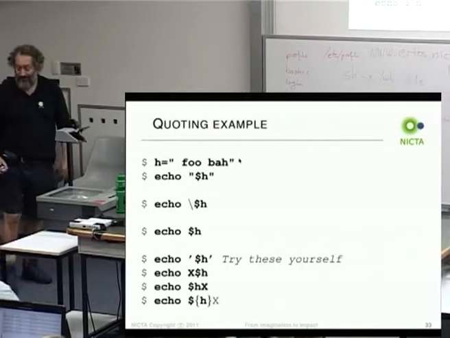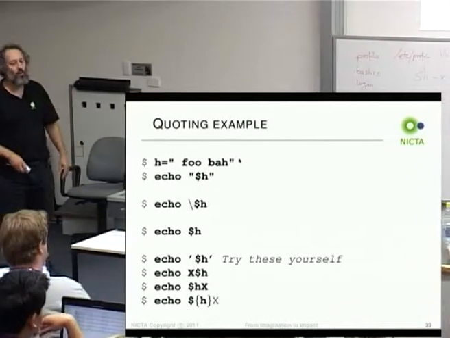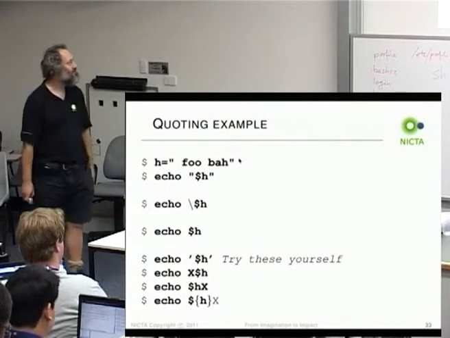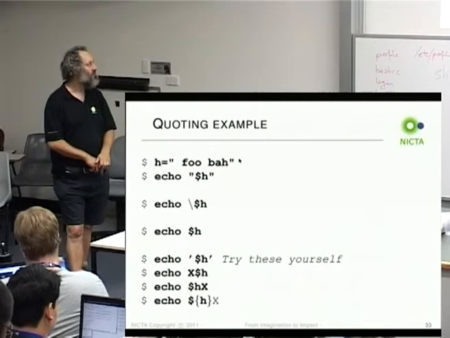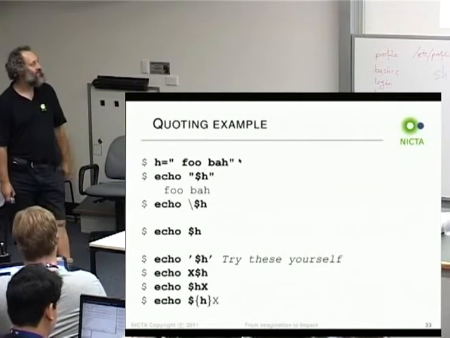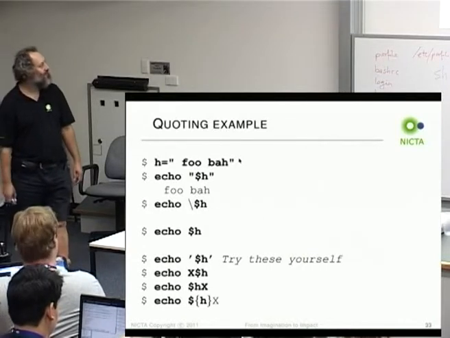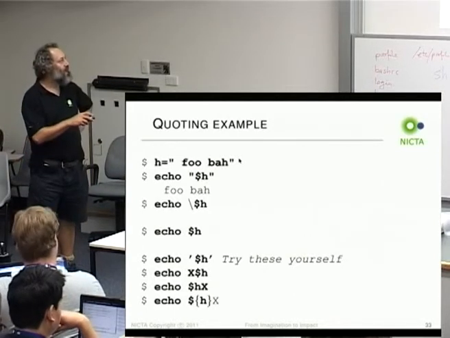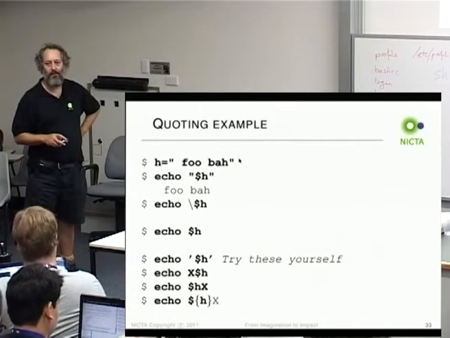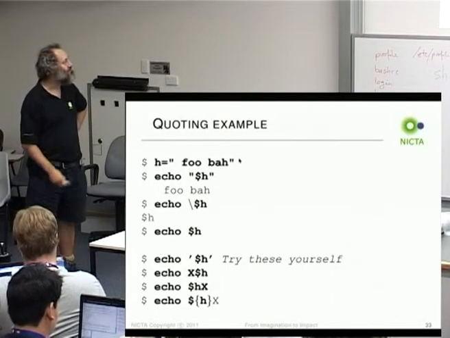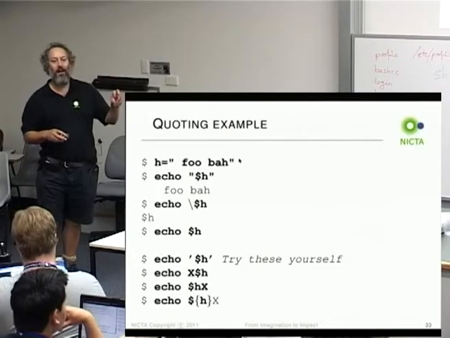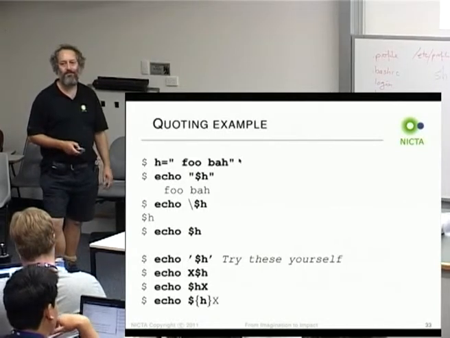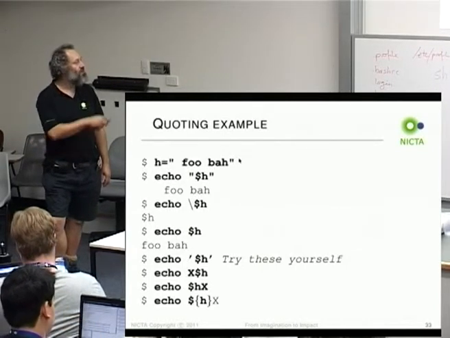So, some examples. If we set h equals foo bar, then echo dollar h, what do you expect to see? Exactly, try it out. Because that's what I expect too. Yeah, it was tricky to get the typesetting right. What about echo backslash dollar h? Backslash, you'll just see dollar h, yeah. Because the backslash removes the special meaning from dollar and then disappears. So you end up with just dollar h. How about just echo dollar brace h? Yep, that's right. And then you can try the other ones yourself.